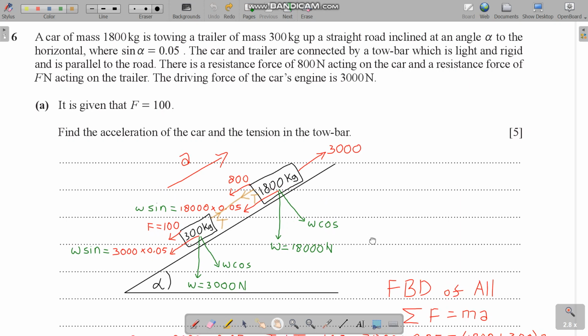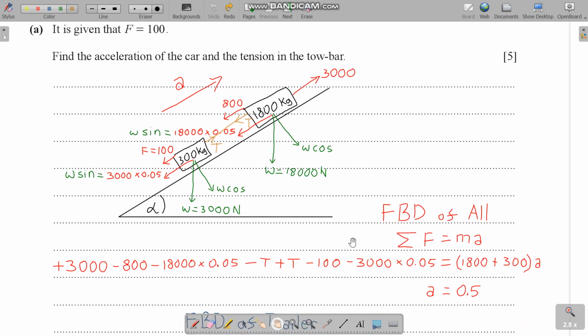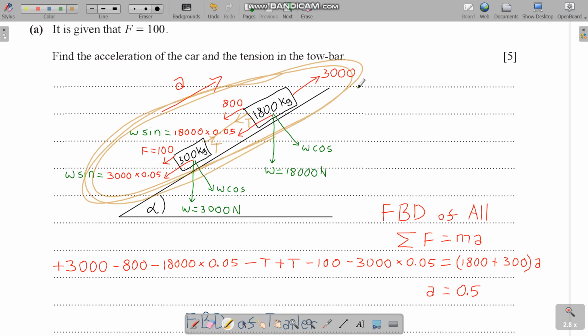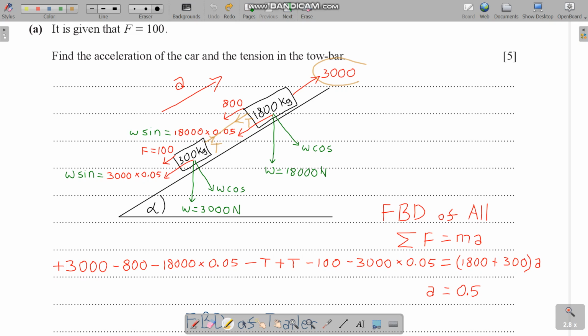Now to find the acceleration, here we can use the FBD of all. That's the fastest way to find acceleration. So for the FBD of all, the acceleration is going up the hill, so sigma F equals ma. For the sigma F, just look at the acceleration direction, up the slope. So all the forces in this direction, parallel to the slope. If it's going up the slope positive, down the slope negative. So 3000 is going up the slope, positive, this 800 is negative, and this 18,000 times 0.05 is negative. And actually we have tension negative, tension positive, but they cancel out anyway in the end. We have the 100 also negative, and the 3000 times 0.05 also negative, down the slope.